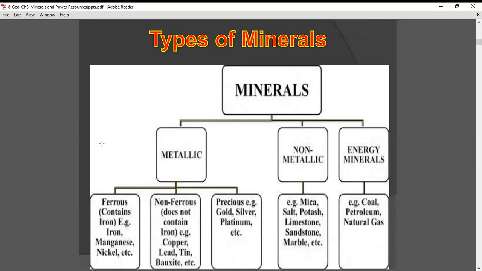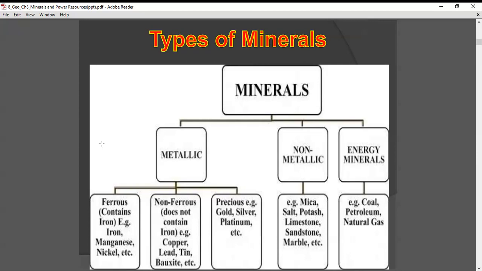So there is a classification of minerals, the types of minerals. We have metallic, non-metallic and energy minerals. In metallic minerals, we have wherever metals are present in the minerals, like again there is a classification of ferrous and non-ferrous. If there is iron content in the minerals, like iron, manganese, nickel, they are called ferrous minerals. And non-ferrous is wherever the metals don't contain any quantity of iron: copper, lead, tin, bauxite, which is used for aluminium. All these are non-ferrous minerals.